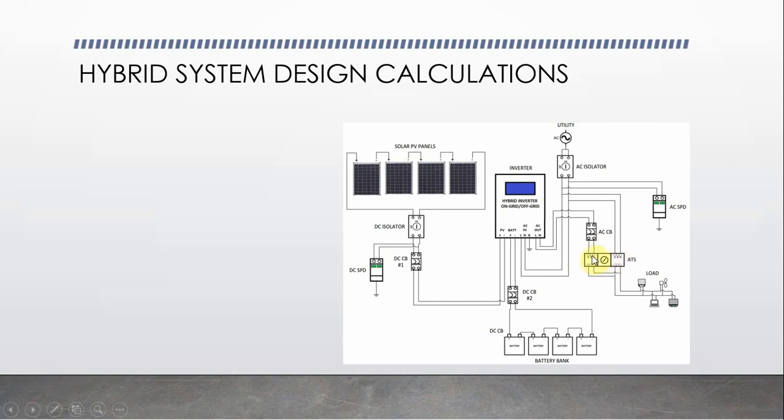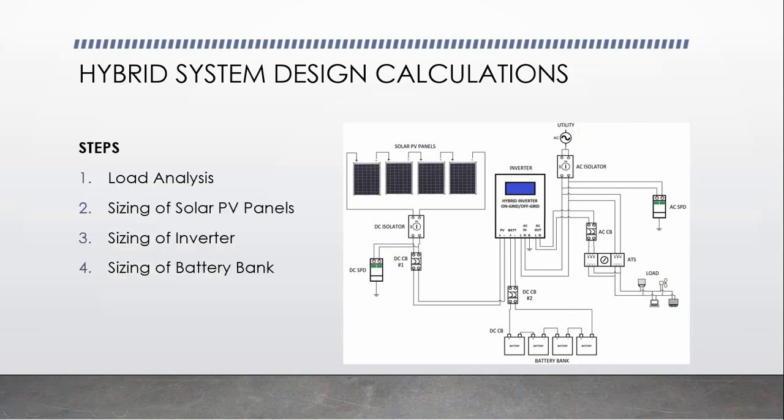This one switches between your normal power source, in this case your solar power setup right here, and your reserve power source or your backup source, which is your power grid or your utility. There are 4 steps involved in designing a hybrid system. Step 1 is the load analysis. Step 2 is the sizing of the solar array. Step 3 is the sizing of the inverter. And step 4 is the sizing of our battery bank.